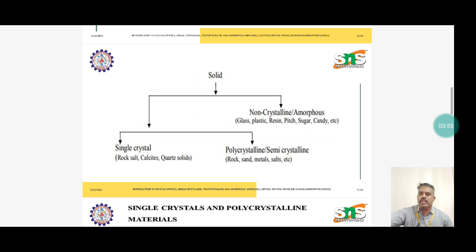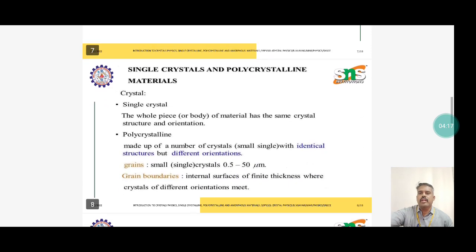Examples are given below the title. For single crystals: rock salt, calcite, quartz. For polycrystalline: rock, sand, metal, salt. Amorphous materials are mostly insulating materials like glass, plastic, resin, pitch, sugar candy and so on.